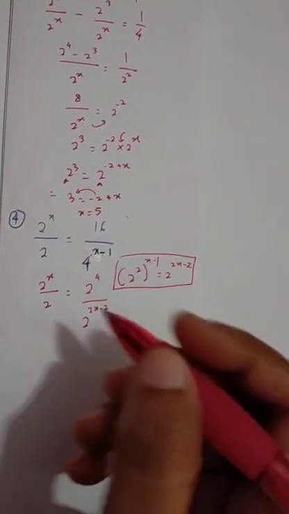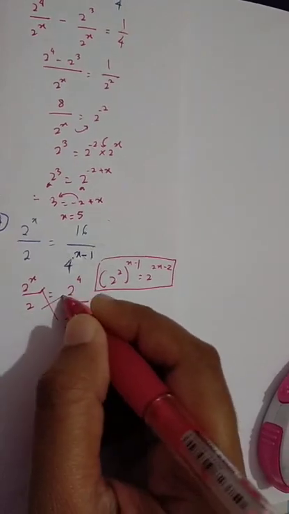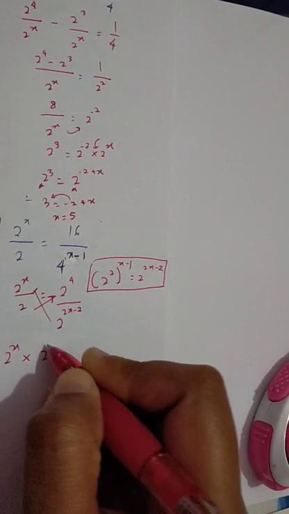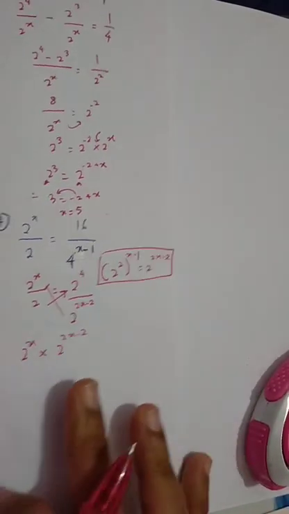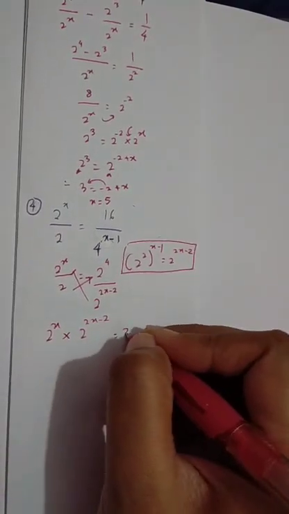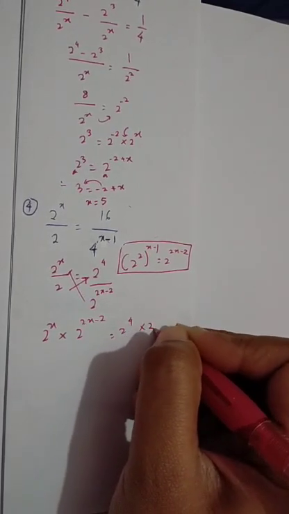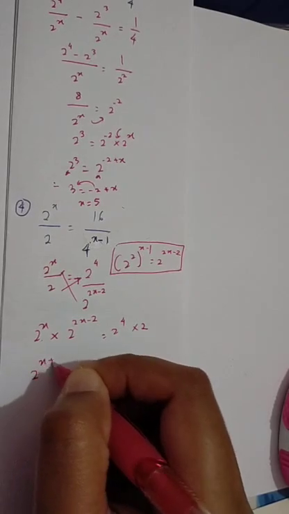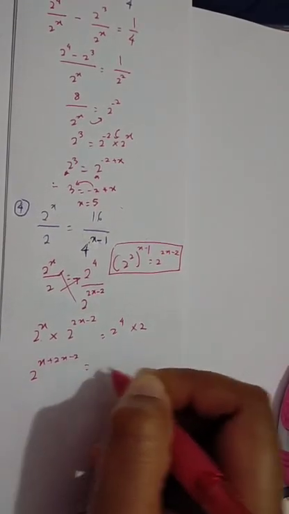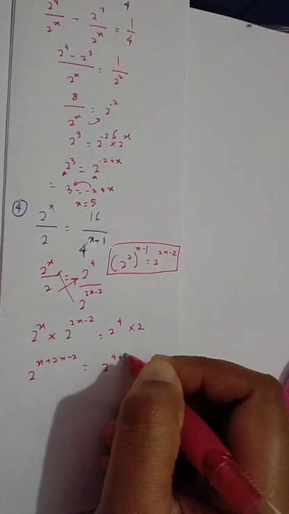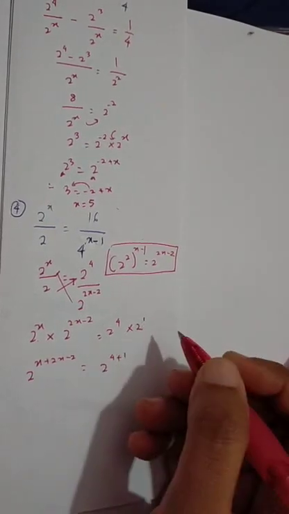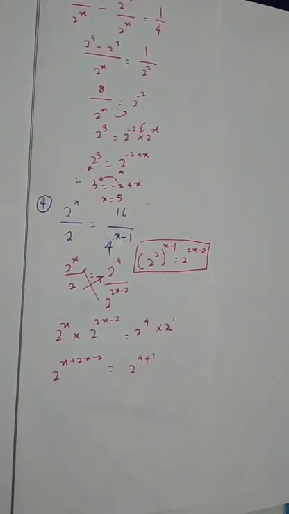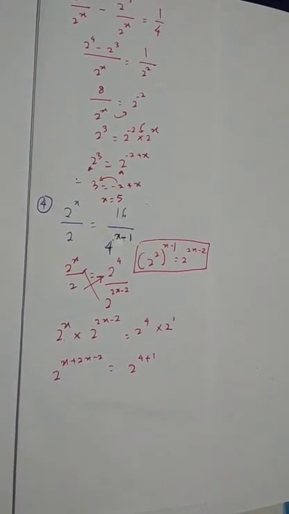Okay, so now we do cross multiplication. Bring this one up, bring this one to this side. So you get 2 power of x times 2 power of 2x minus 2, equal to 2 power of 4 times 2. So this one is multiplication. So 2 power of x plus 2x minus 2. 2 power of 4 plus 1. When you don't have a power, it means it is power of 1. It is not power of 0, okay? Because as I told you, anything power of 0, you will get the whole thing is 1.